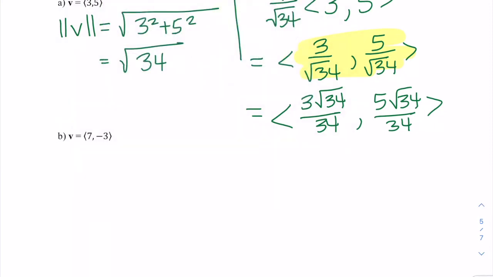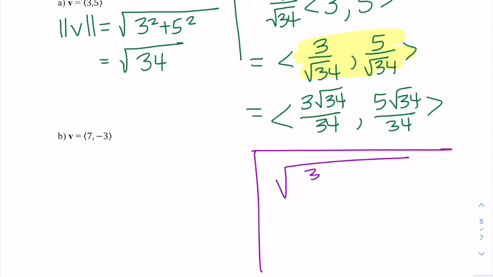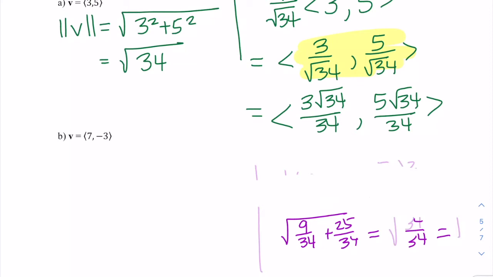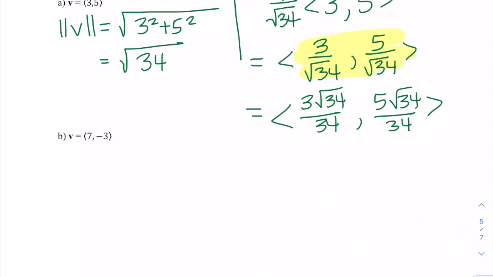So remember, we could take that value and we could square both sides. So it would be 3 over root 34 squared plus 5 over root 34 squared, which would just be 9 over 34 plus 25 over 34. And again, you get 34 over 34, which equals 1. And the square root of 1 is just 1. So that is giving you the unit vector. The unit vector will have a magnitude of 1. All right, we just have it expressed in a couple ways here. We're going to talk a little bit more about that in another form.